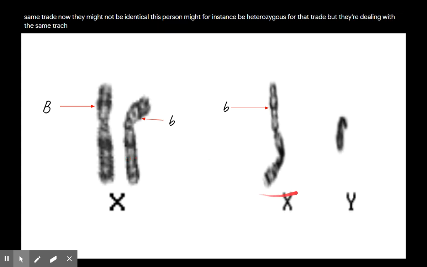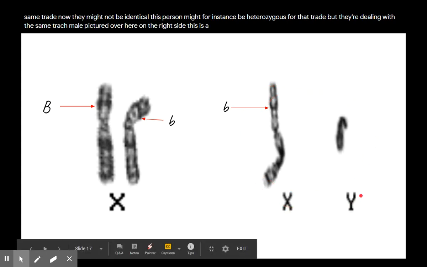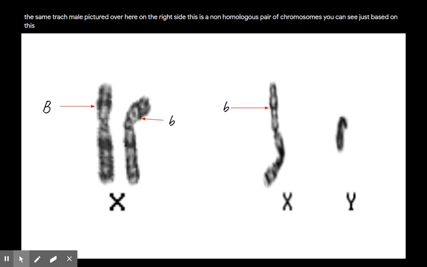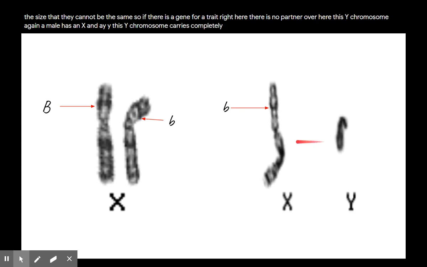When it comes to a male, pictured over here on the right side, this is a non-homologous pair of chromosomes. You can see just based on the size that they cannot be the same. So if there's a gene for a trait right here, there is no partner over here. This Y chromosome, and again, a male has an X and a Y, this Y chromosome carries completely different traits than are present on the X.